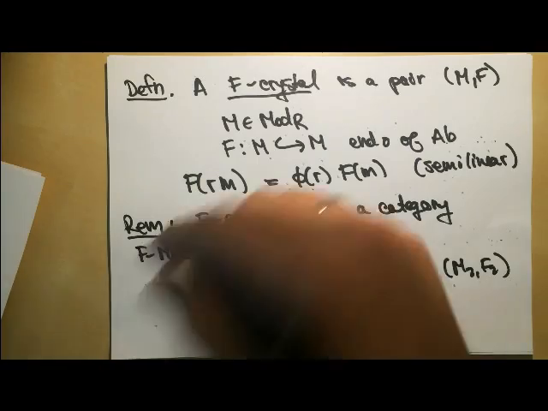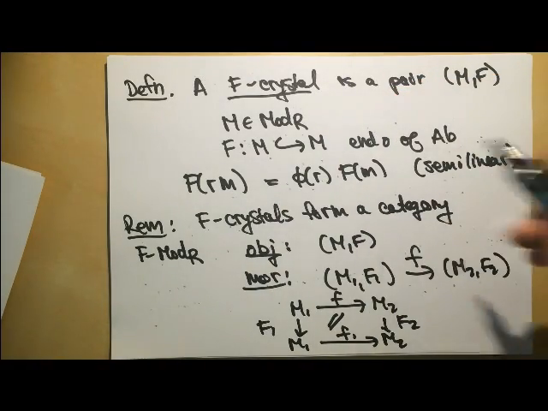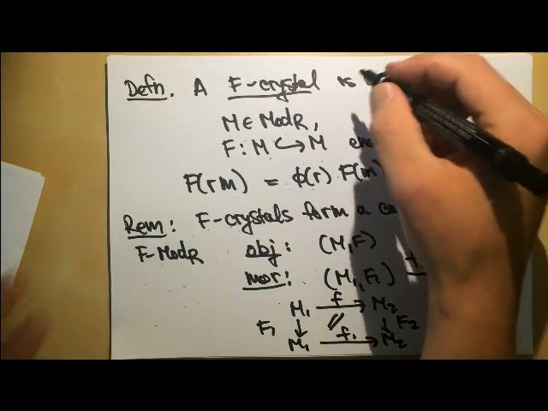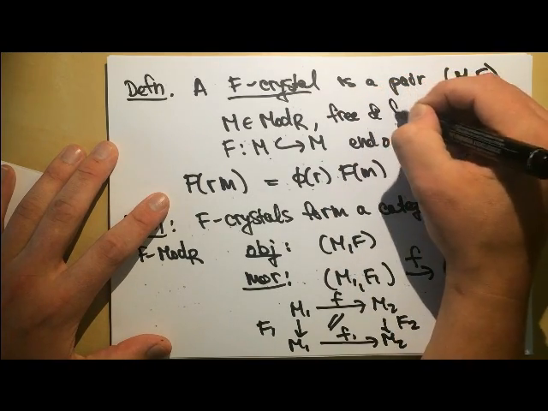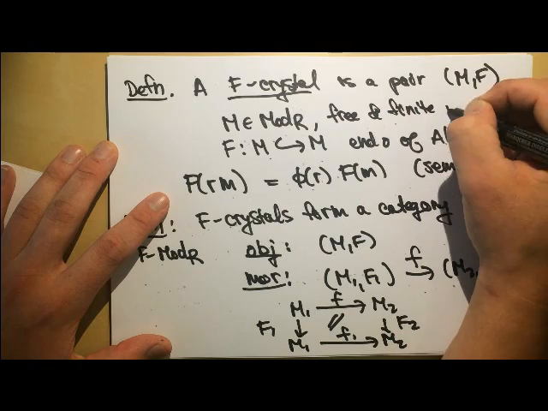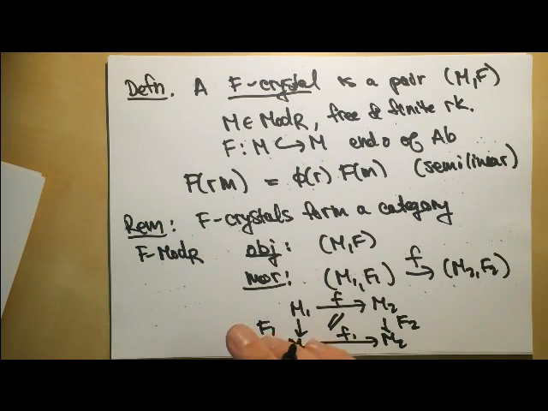Also, this is just an endomorphism here. Okay, so what else should I say? M is going to be free and of finite rank. So that's another thing that I need.